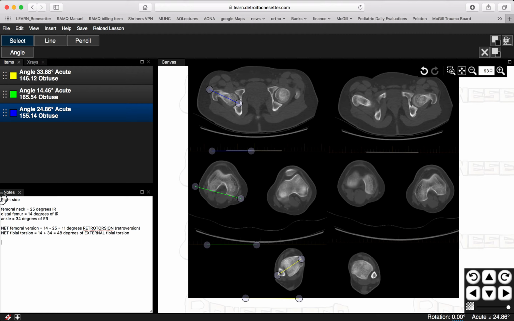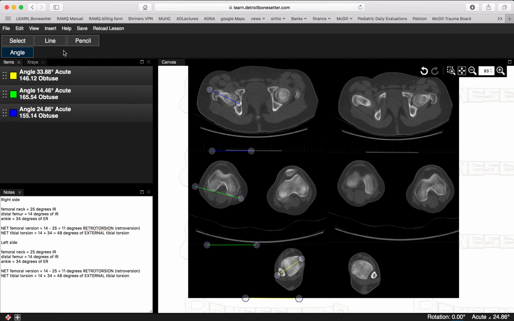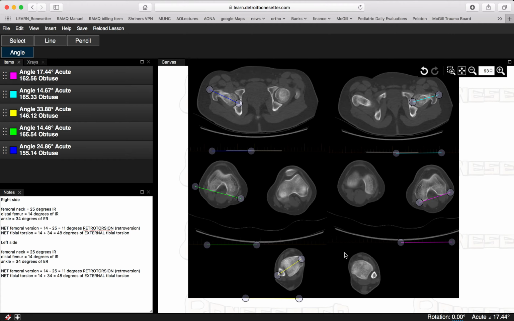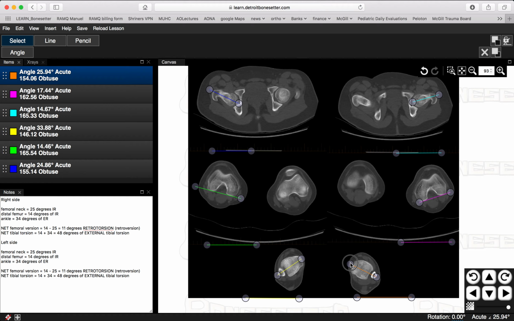Okay, so now we'll move to the left side. I'll just copy and paste this left side, okay? So for the left side, we're going to do the same thing. Select an angle down the femoral neck, line of best fit, angle along the femoral condyle axis, and one parallel to the floor, and then an angle through the syndesmosis. And you can adjust those.